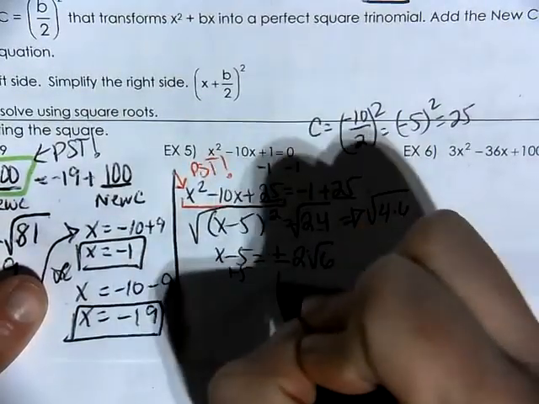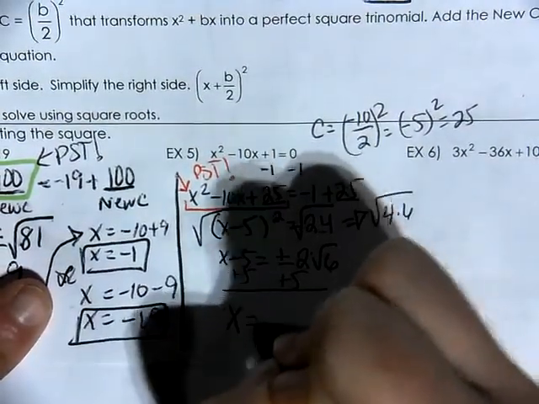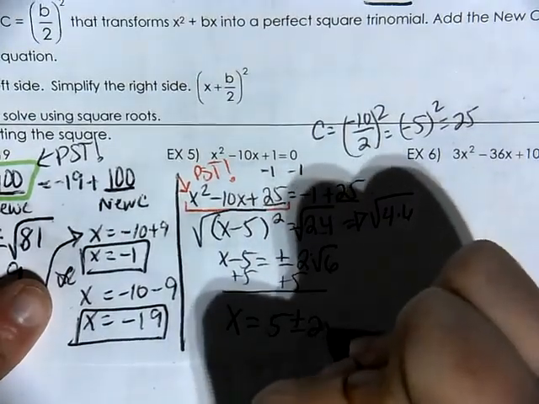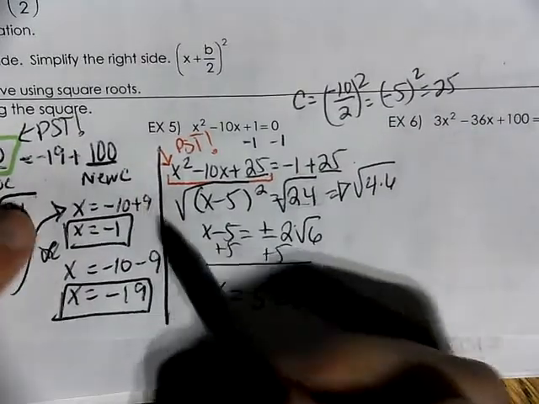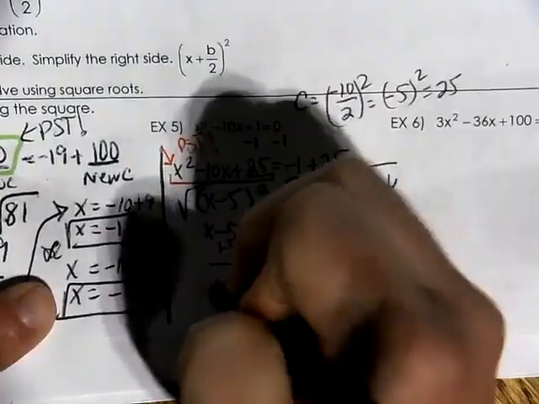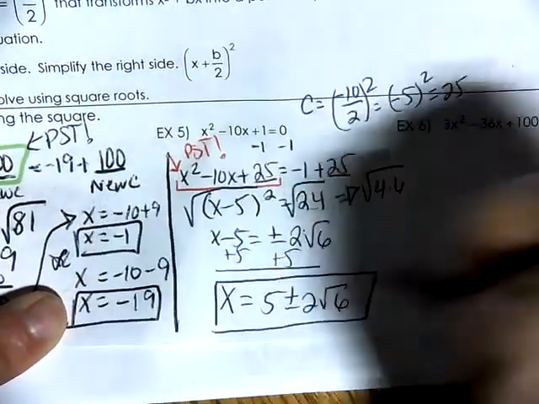I'm now going to add 5 to both sides, and when I do that, I end up with x equals 5 plus or minus 2 square roots of 6. And because it has a root, we don't really separate it into two pieces like we would if they were all integers. So we simply leave our answer as you guys see.